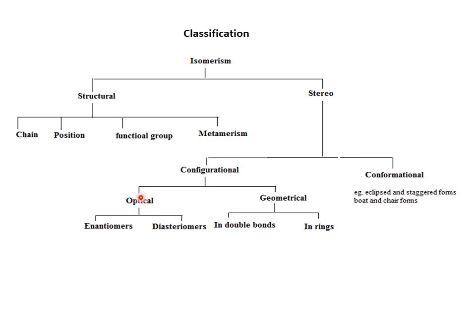Optical isomerism can be divided into enantiomers and diastereomers. Enantiomers are optical isomers which are related to each other as mirror images, whereas diastereomers are optical isomers which are not related as mirror images. Geometrical isomerism can be divided into two: geometrical isomerism in double bonds and geometrical isomerism in rings. We have heard about the cis and trans isomers. Cis and trans isomerism is possible both in the case of a double bond as well as in rings.